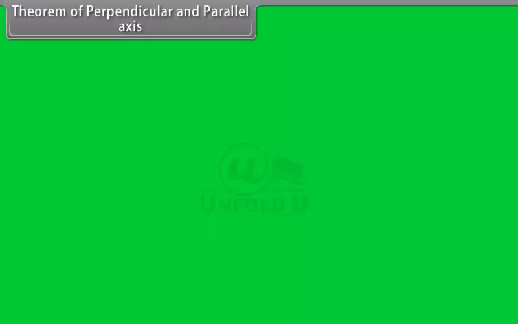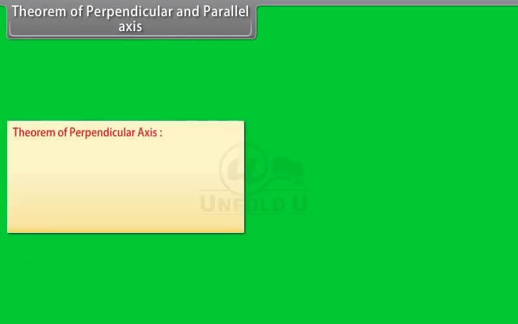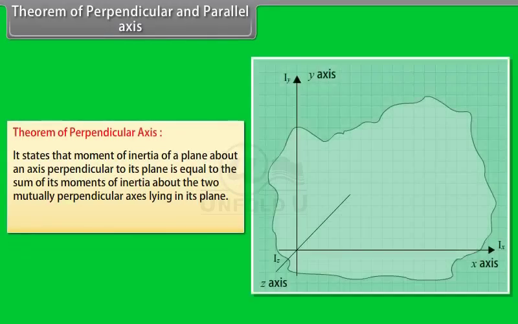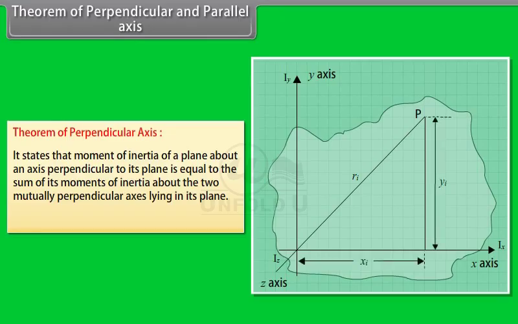Theorem of perpendicular and parallel axes. The theorem of perpendicular axis states that the moment of inertia of a plane about an axis perpendicular to its plane is equal to the sum of its moments of inertia about the two mutually perpendicular axes lying in its plane. Iz = Ix + Iy.